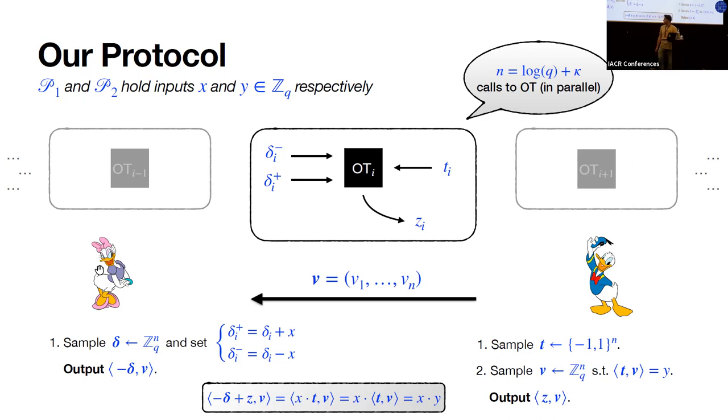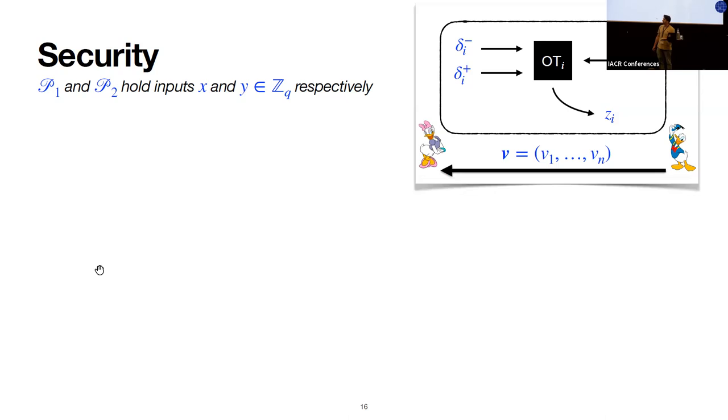Good, so that was the protocol. What about security? The first thing to notice is that this protocol is fully secure against a corrupted P2. Indeed, the only way P2 can deviate is by sending a different vector V. However, this behavior is equivalent to choosing a different input. And so this execution for a corrupted P2 can be simulated in the ideal model by simply extracting the right input. The interesting case is what happens when P1 is corrupted.